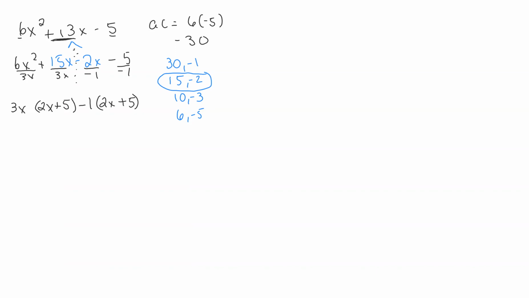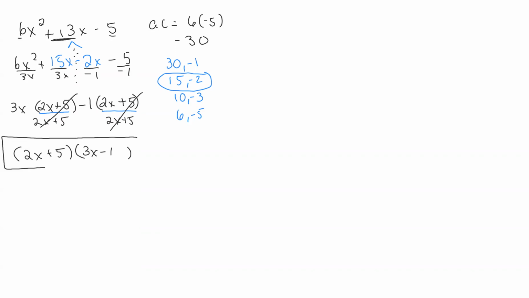And now you can see the stuff inside parentheses matches on the left and the right. That's our GCF. So I get 2x plus 5 in a set of parentheses. And then I'm going to divide left and right by the GCF of 2x plus 5. The 2x plus 5's cancel left and right, leaving behind 3x minus 1. And that's it. It's kind of fun, right? Maybe not the worst thing you've ever seen.